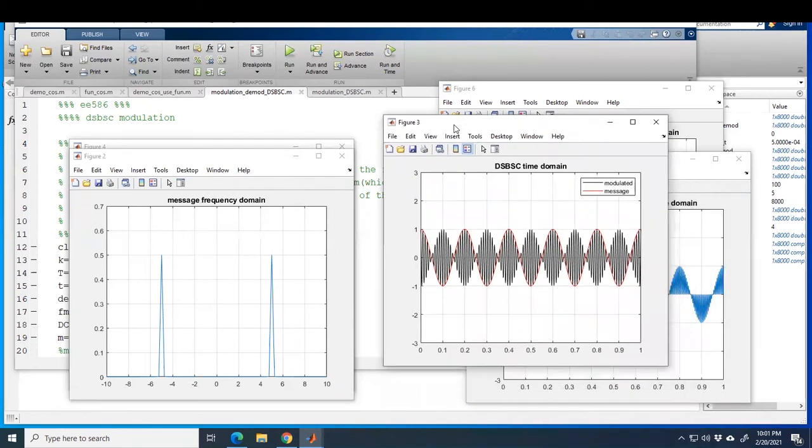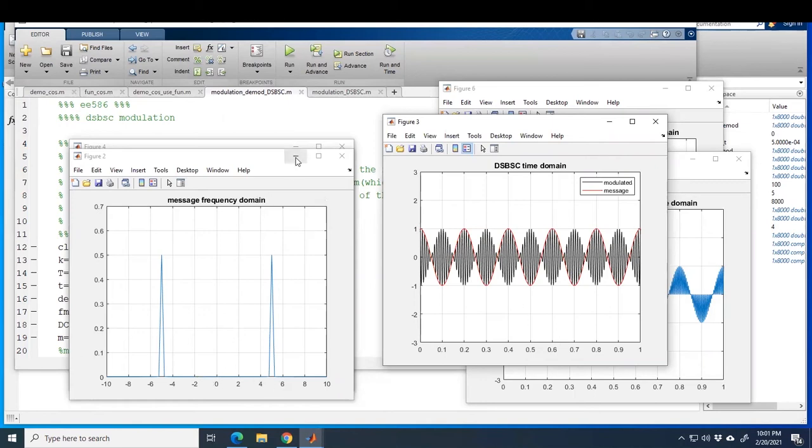Now, after modulation, we multiply by a high frequency cosine. You can see the red here. That's the message. The amplitude of the carrier is changing with the message. Okay, so if we take the Fourier transform of the modulated signal, we should have these two spikes move to the carrier frequency. The carrier frequency here is 100, so they move to 100 and to minus 100.